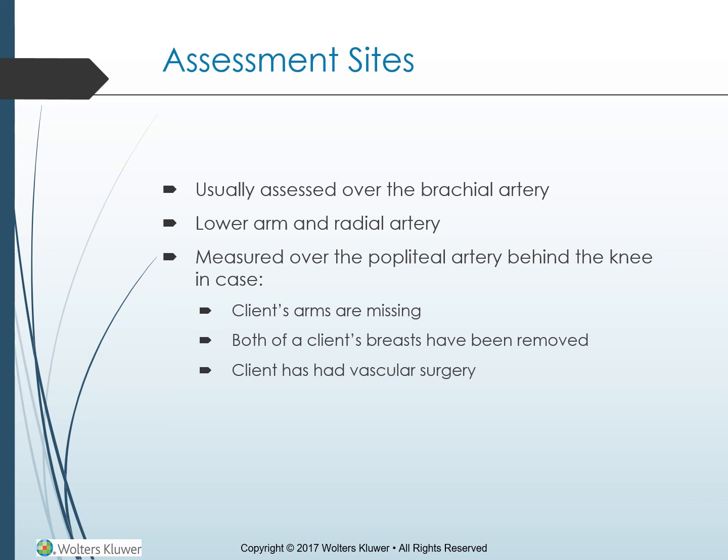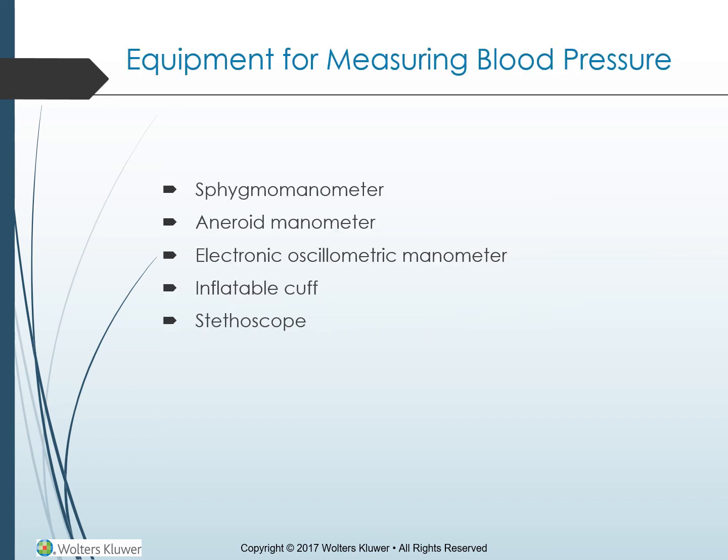Blood pressure is usually assessed over the brachial artery. It can also be assessed in the lower arm and radial artery. It can be measured over the popliteal artery behind the knee, in the case that the client's arms are missing, both of a client's breasts have been removed, or a client has had vascular surgery. Equipment for measuring blood pressure: sphygmomanometer, aneroid manometer, electronic oscillometric manometer, inflatable cuff, and a stethoscope.